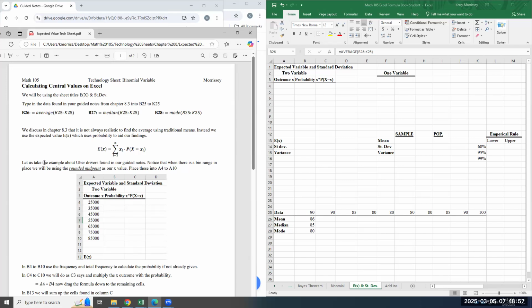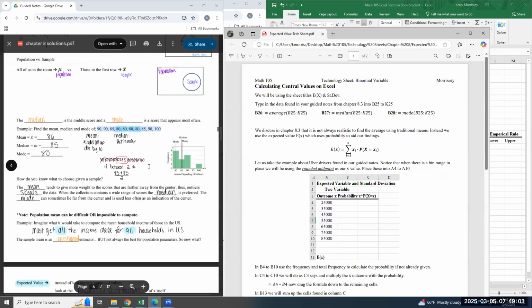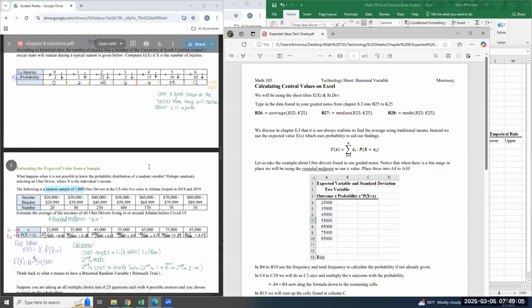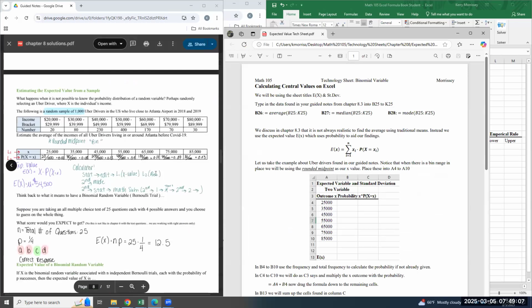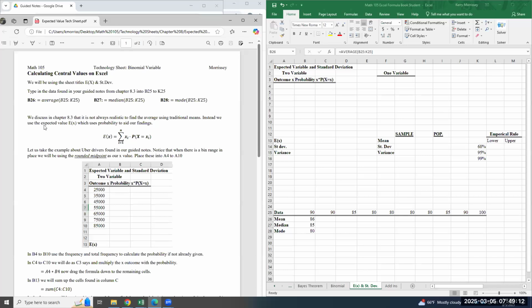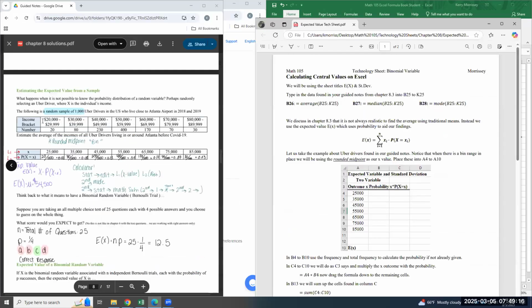So it says, let's take the example about Uber drivers found in our guided notes. So that would be, let me show you that one. So we're going to be doing this one about our Uber drivers, where it says, we're using your rounded midpoints. So Uber drivers, we started with this bin range, and now we are using your midpoints.